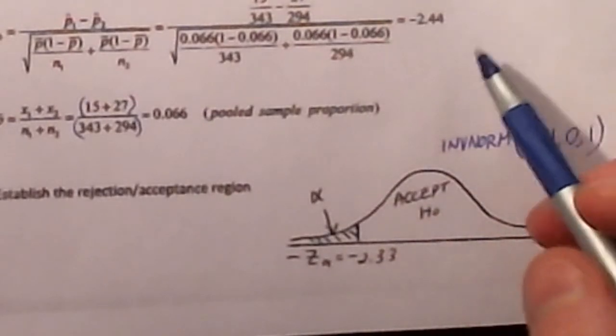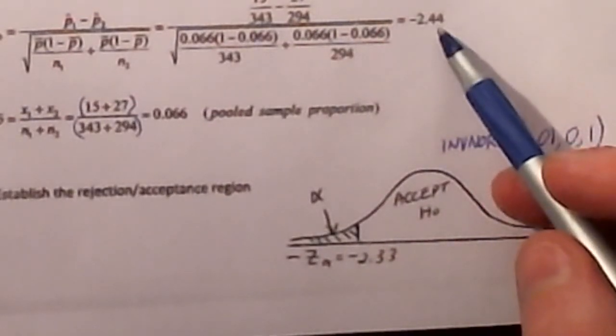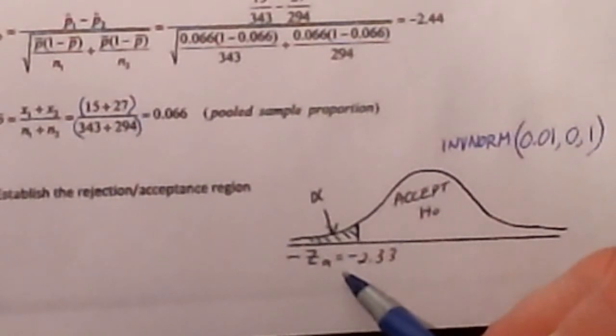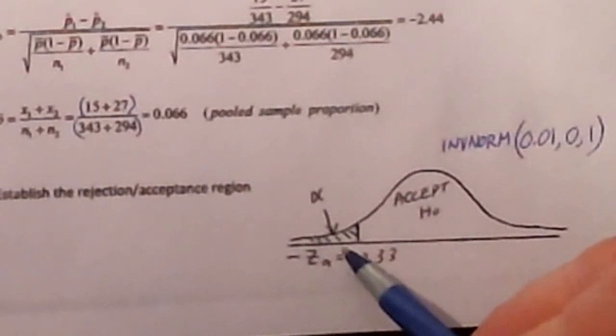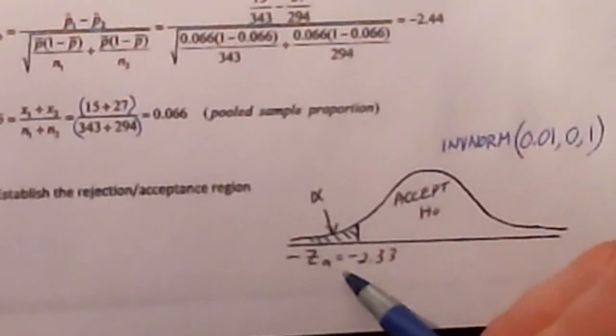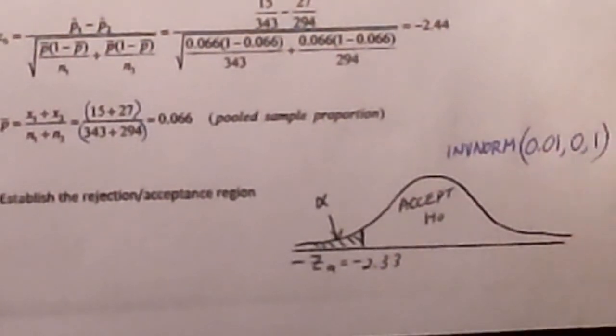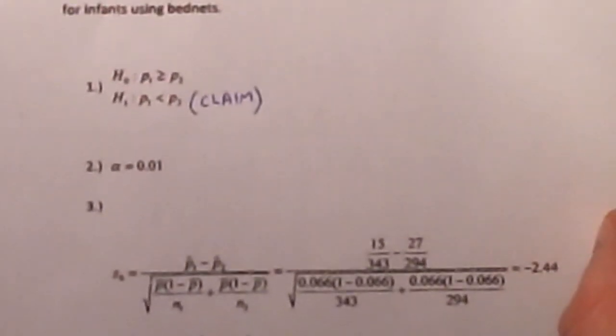Now we're able to make a decision. Notice our test statistic is negative 2.44, and negative 2.44 is a little bit smaller, not much, but a little bit smaller than negative 2.33. And so our test statistic does fall slightly into the lower tail rejection region. And because of that, ladies and gentlemen, we are able at 1% to reject the null hypothesis, and then we're going to go with the alternative hypothesis as being a truthful statement.